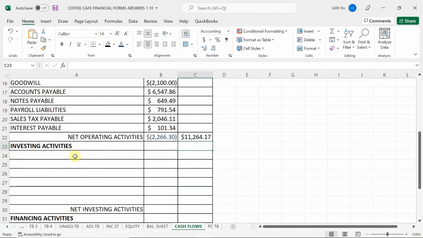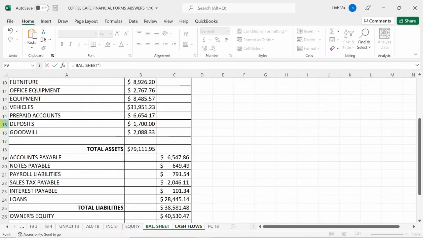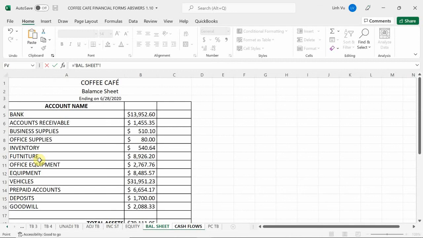All right? Next is going to be investing activities. So my investing activities is going to be anything that's a fixed asset. So purchasing furniture, purchasing office equipment, and purchasing a vehicle is going to fall under investing. So again, I'm investing by buying fixed assets to operate my business. Now in this case, if I take a look at my balance sheet, my furniture right now, this is the current book value.